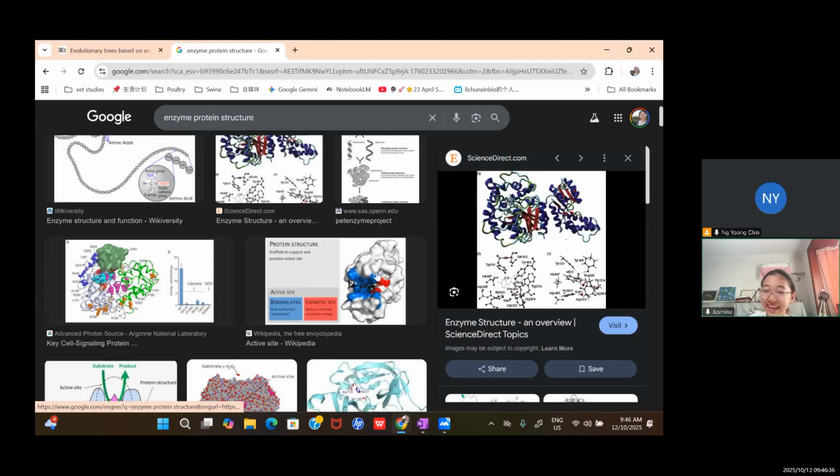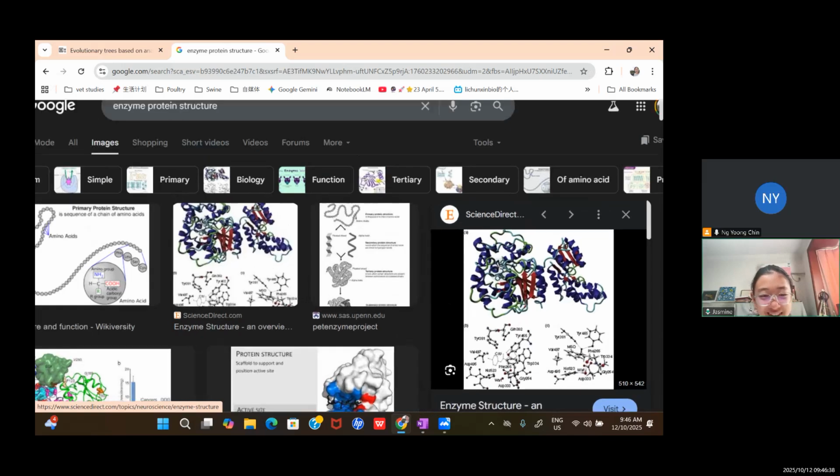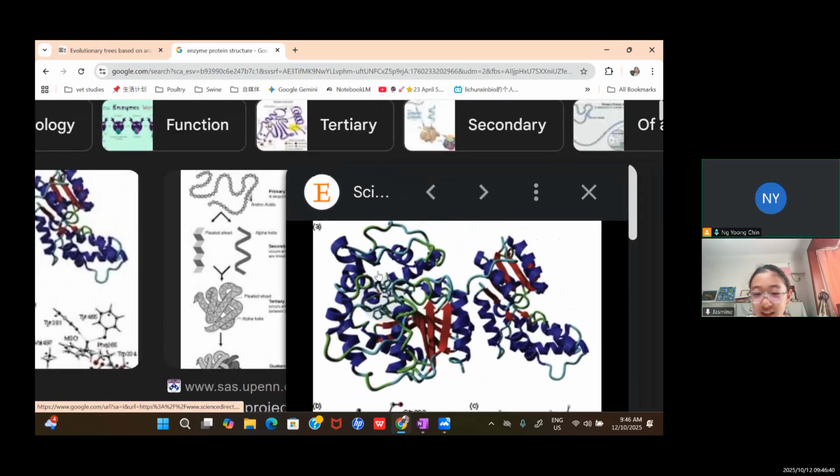Actually, you can see the structure is very funny, right? It's so messy, just like a string. Those are actually polypeptide chains. They just coil around each other already.